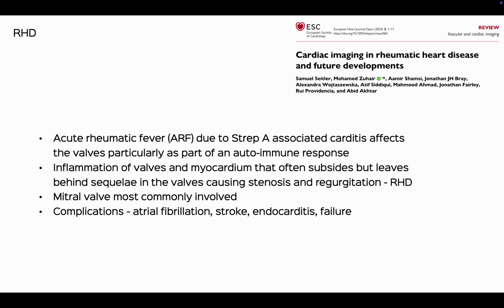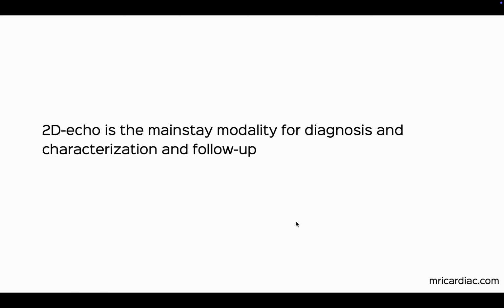The mitral valve is the most commonly involved, and then you have atrial fibrillation, stroke, endocarditis, and heart failure as a person ages. Everything's on 2D echo, right? Diagnosis, characterization, follow-up, post-op management, prognostication, which is why we don't pretty much do MR or have known MR.